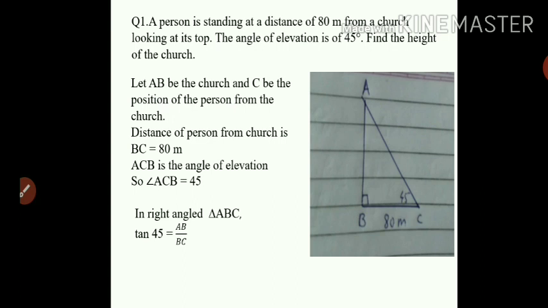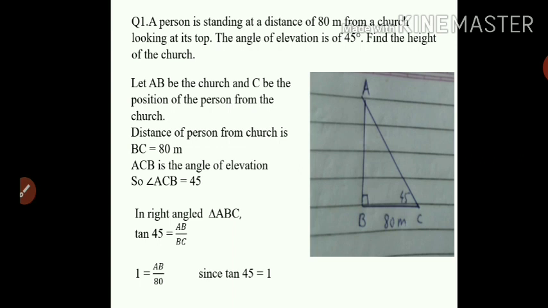The reason for it is, you know, sine, cos, tan. I taught you one trick, old Harry and his old aunt. For tan we use old aunt, means O upon A, means opposite upon adjacent side. So here opposite to 45 degrees is AB, which is actually the height of the church, and BC is the distance of the person from the church, that is the adjacent side. So tan 45 is AB upon BC.